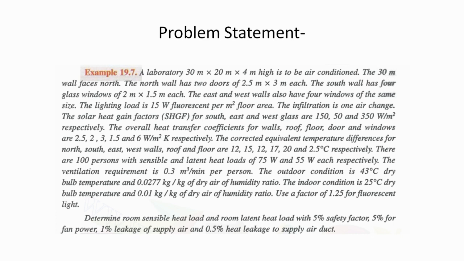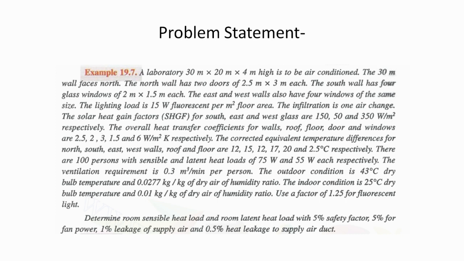Now the capacity of persons is given, 100%, and the sensible heat and latent heat are given as 75 and 55 watt each. Now the ventilation requirement is given, which is 0.3 meter cube per minute per person. This is normally the fresh air required for a person. The outdoor condition given is 43 degrees Celsius dry bulb temperature and 0.0277 kg per kg humidity ratio.